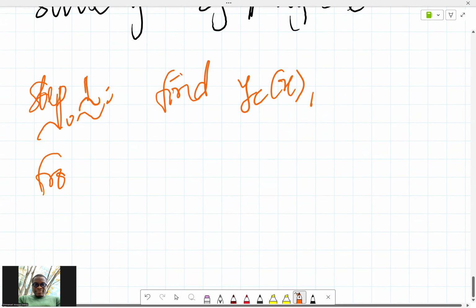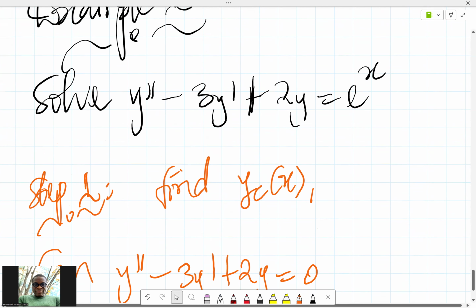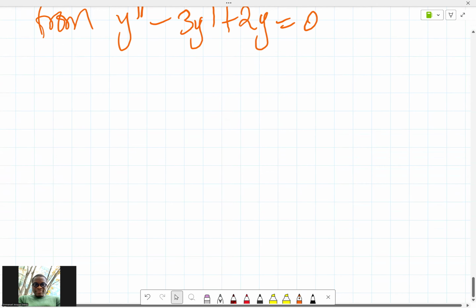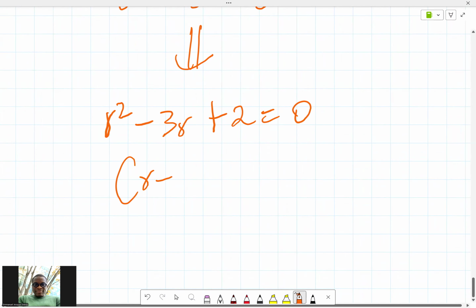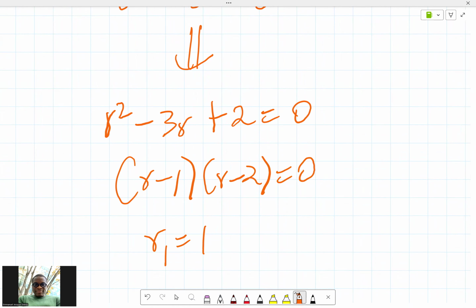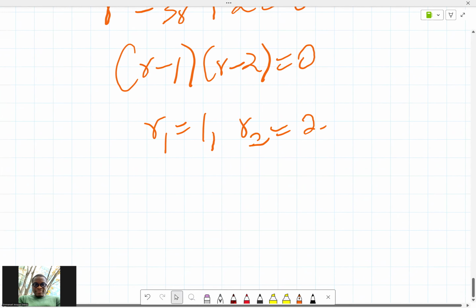So we say from y prime prime minus 3y prime plus 2y equals 0. You see, this is the homogeneous part because we have left this aside now. So from here, we can get the characteristic equation r squared minus 3r plus 2 equals 0. And if that is the case, we can simply say r minus 1 into r minus 2 equals 0. That means r1 is 1 and r2 is 2, because these are distinct solutions now.